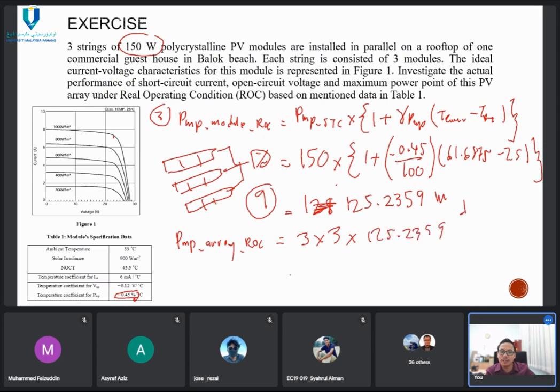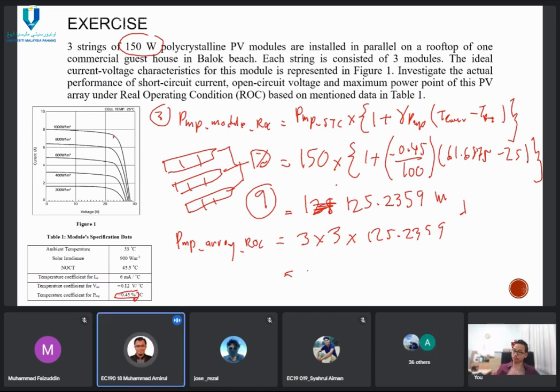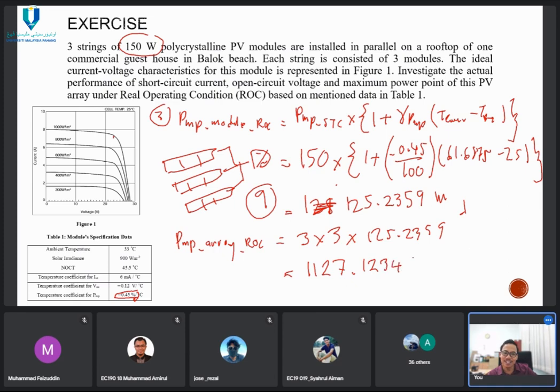125.2359. How much you get? 1127 point 1234. Cantik nombor. Betul.